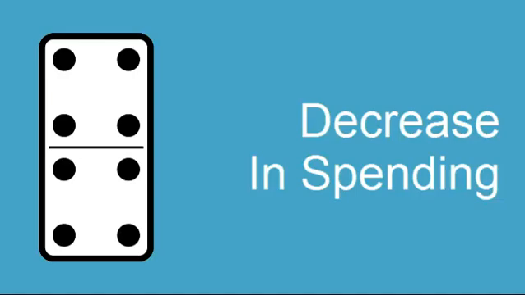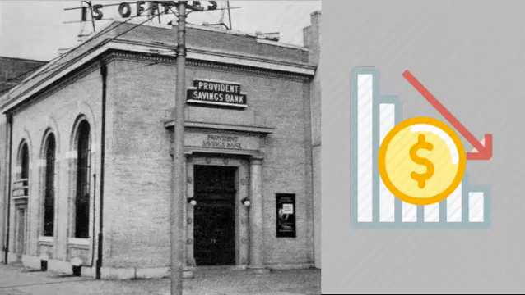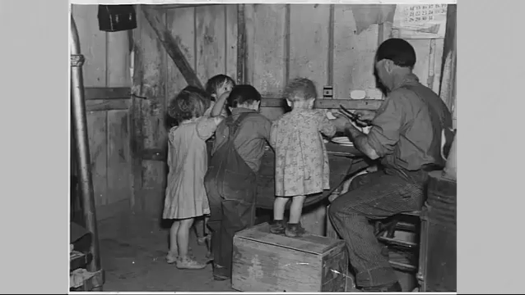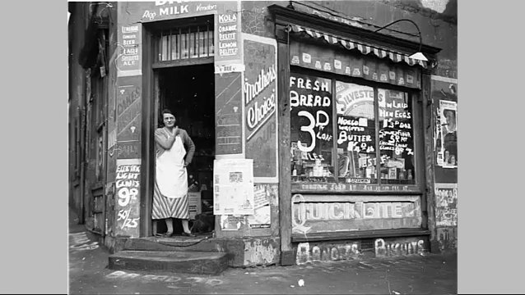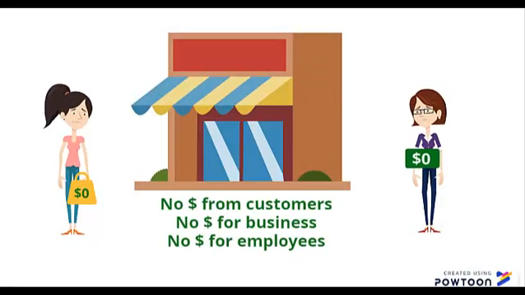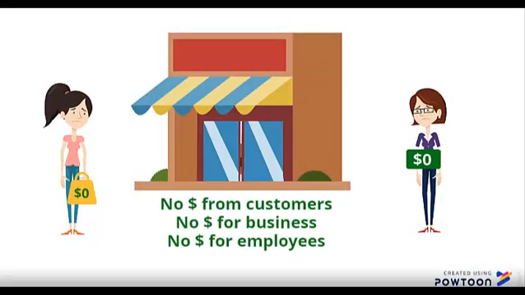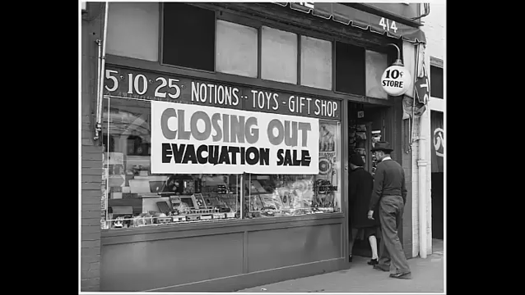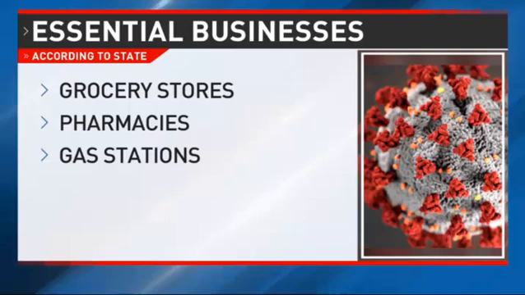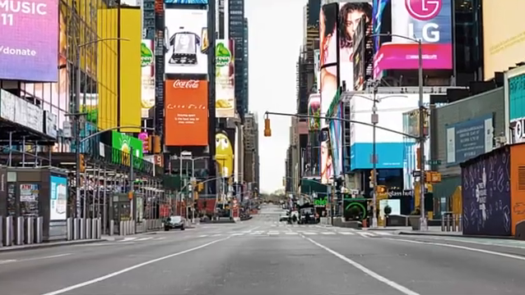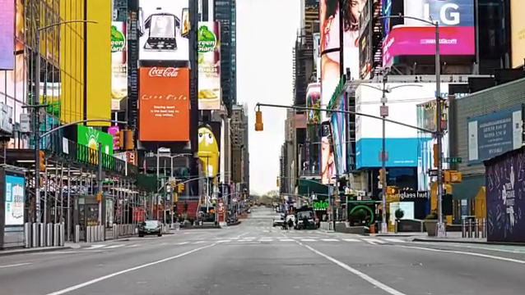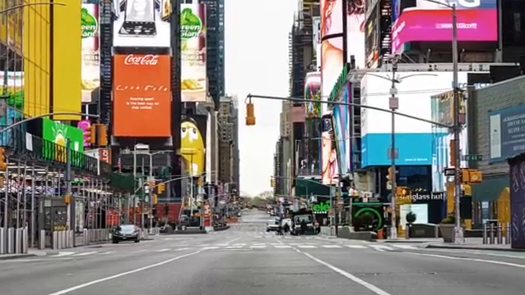Domino 4. Decrease in spending. With the bank failures, about 1/3 of the nation lost all their savings. That meant they had no money to buy anything. When people don't spend money, businesses cannot earn money. So businesses either make less or close altogether. During COVID-19, only essential businesses like food and healthcare remain open. Other businesses have been closed for health safety. This leads us to our next domino.